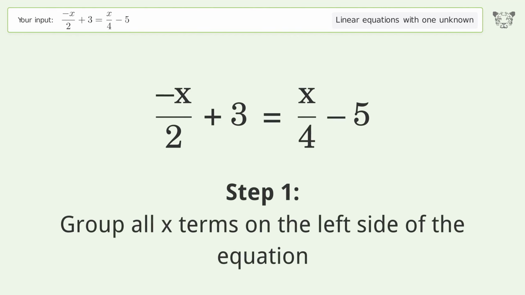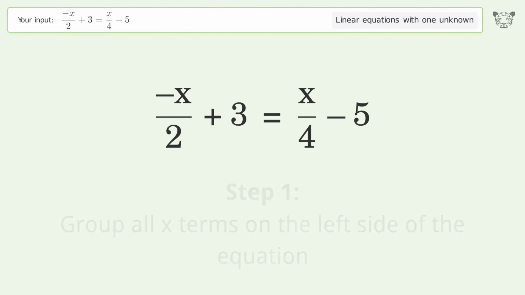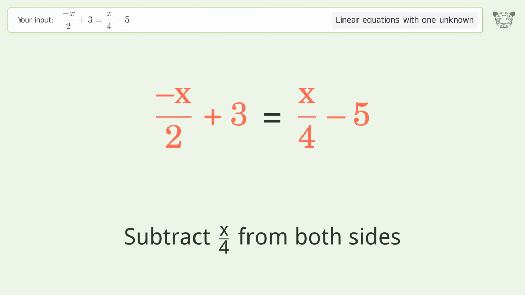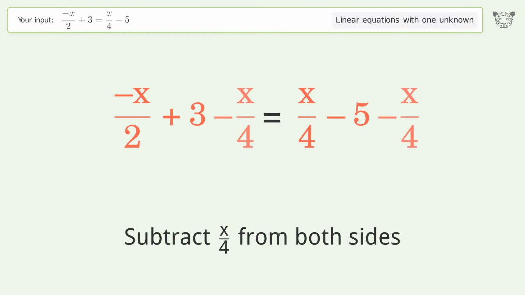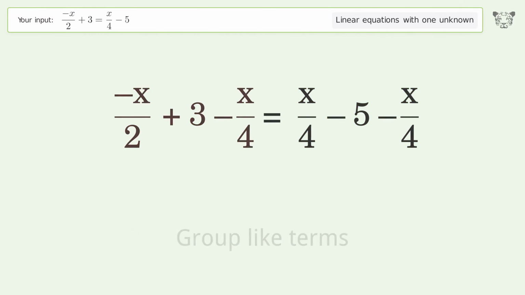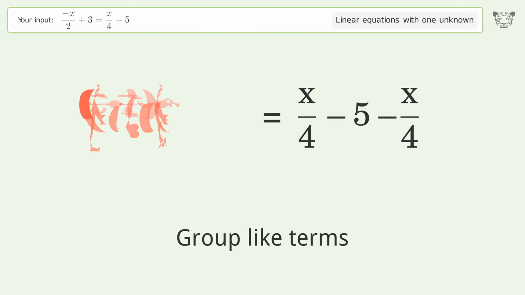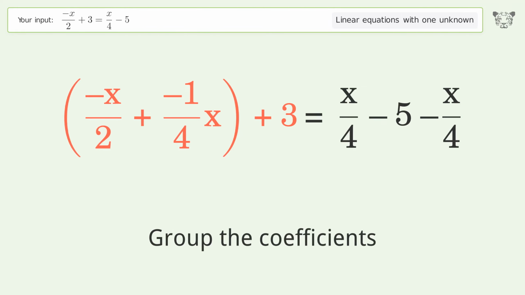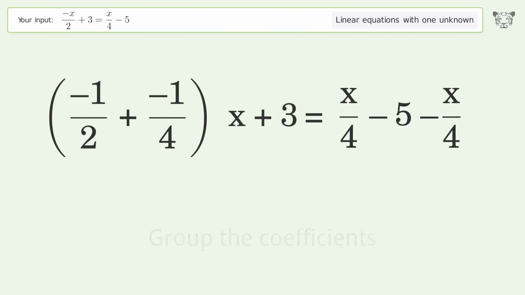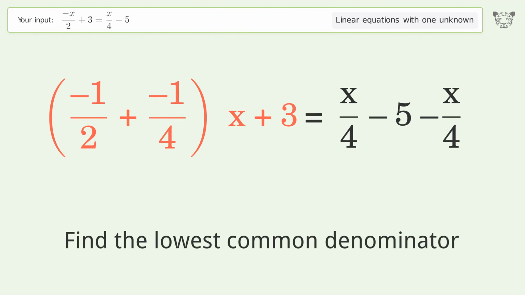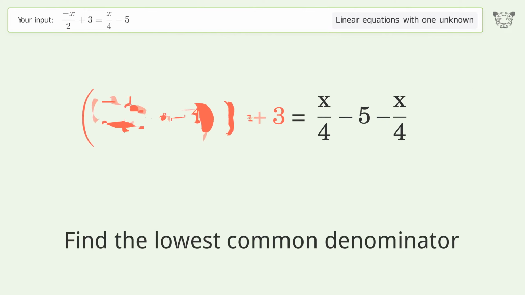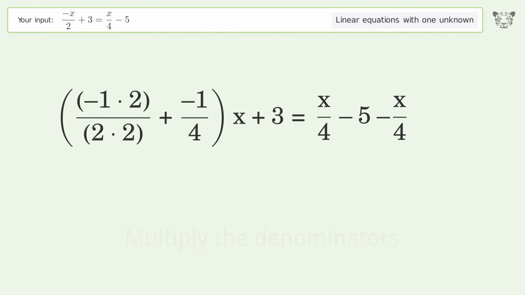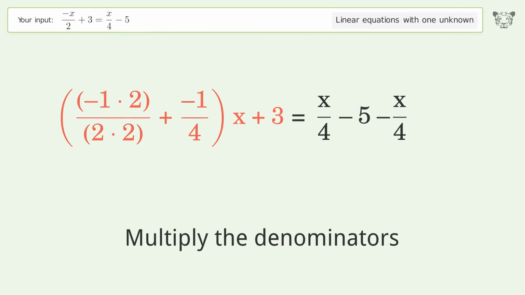Group all x terms on the left side of the equation. Subtract 10/4 from both sides. Group like terms. Group the coefficients. Find the lowest common denominator. Multiply the denominators.